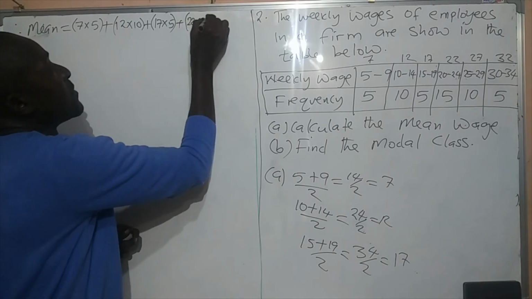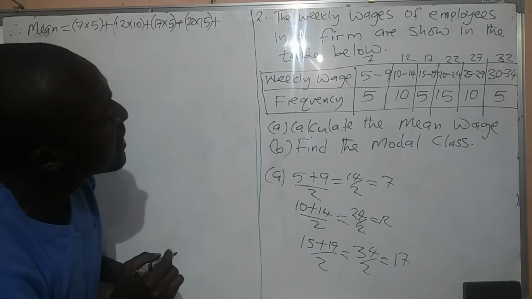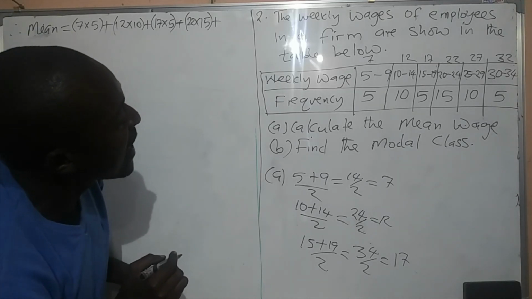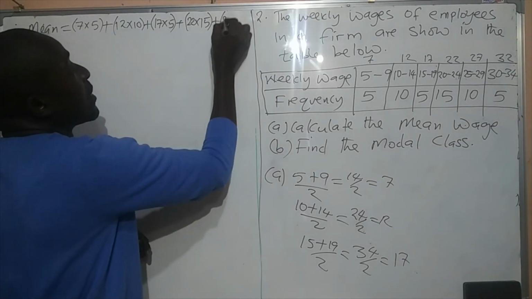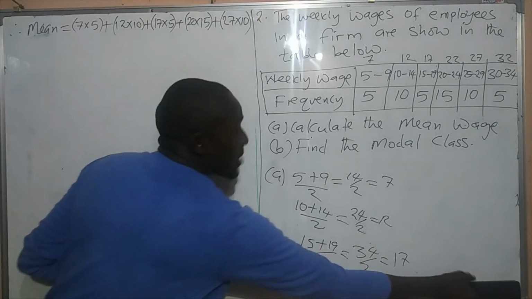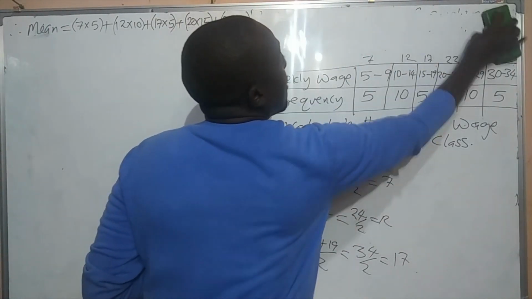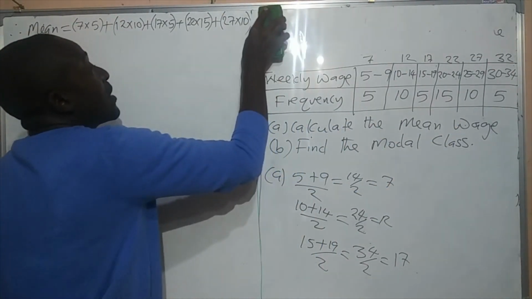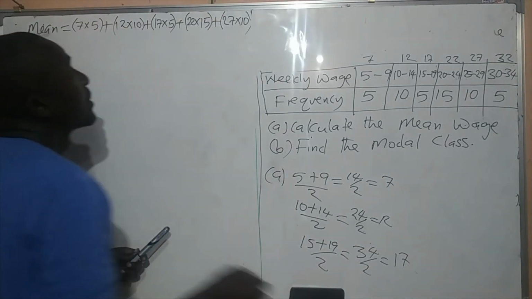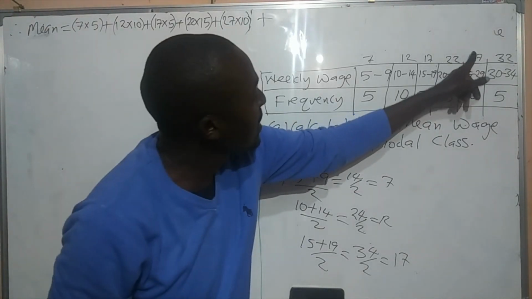22 times 15 plus 27 times 10. Okay, it continues there, so let's create some space here. We are continuing there. Plus, here we have 27 times 10.